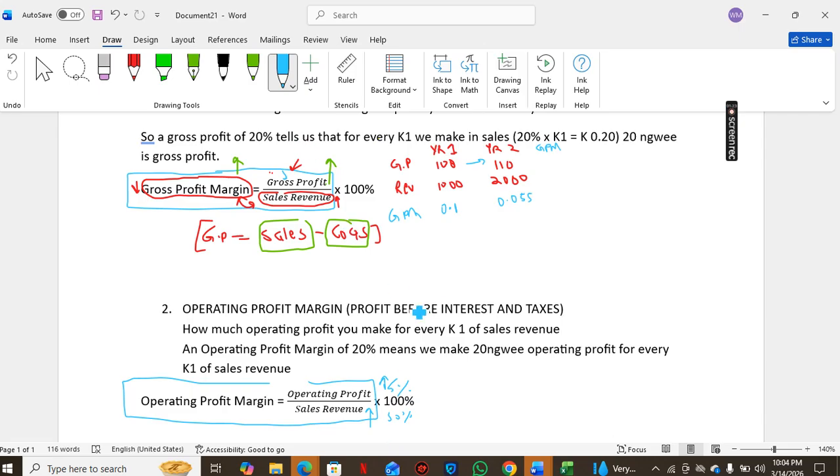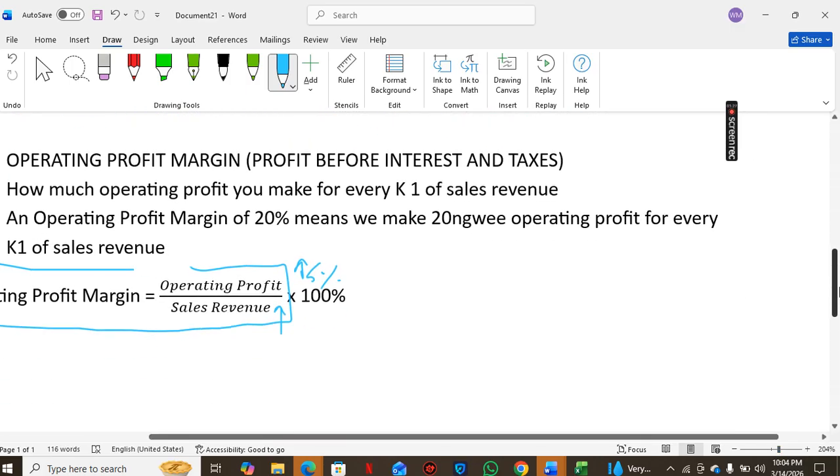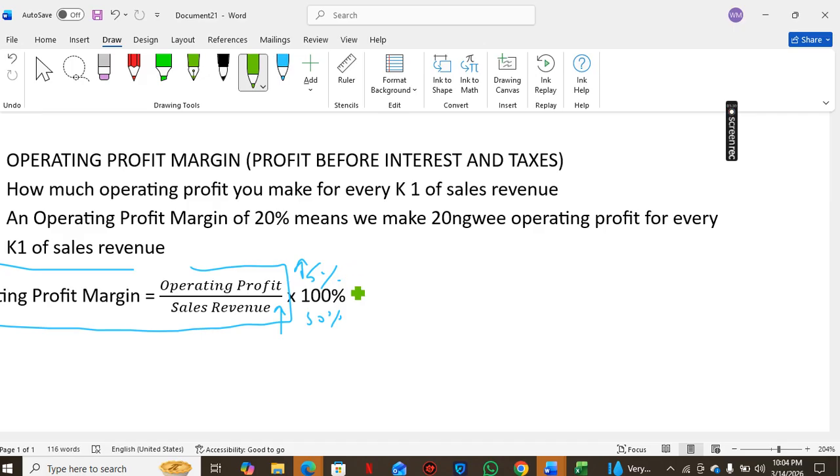Okay. But if your operating profit increases, let's say by 50%, and the sales revenue increases by 5%, your operating profit margin will increase. Okay.